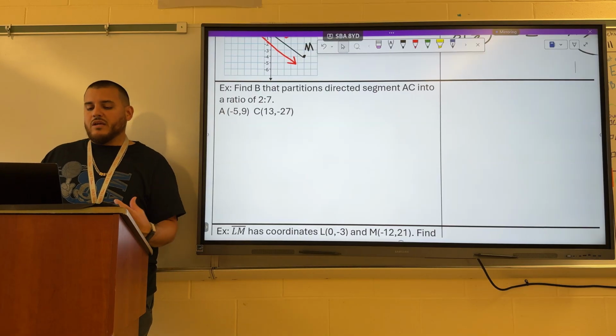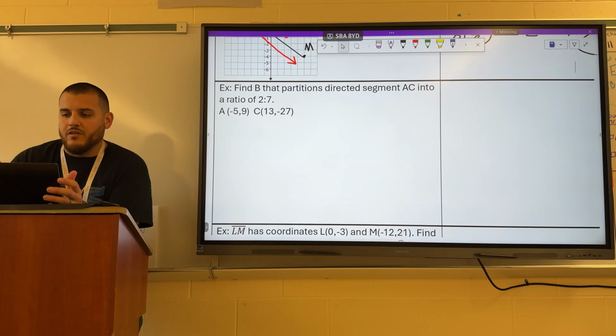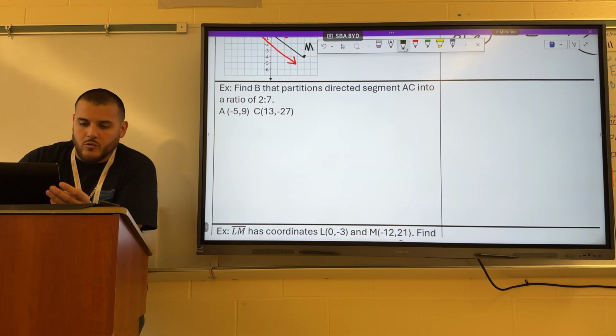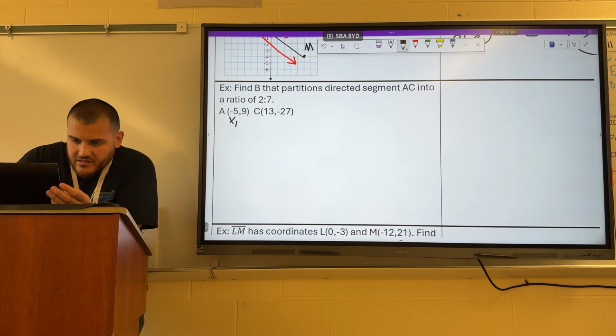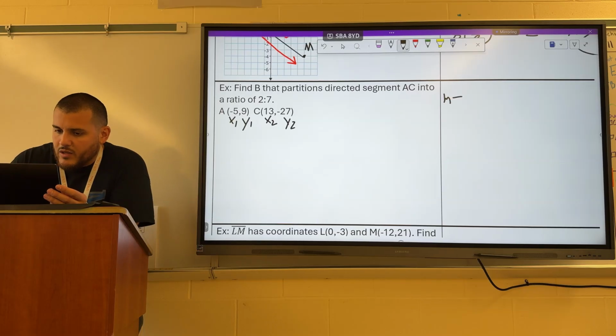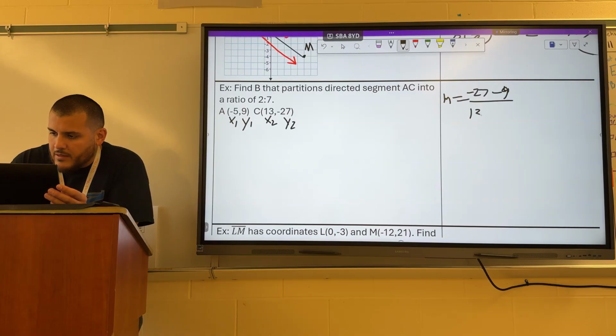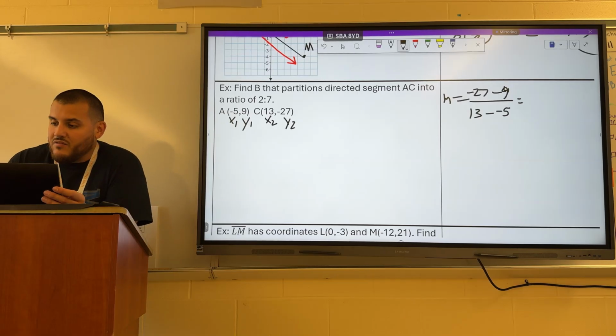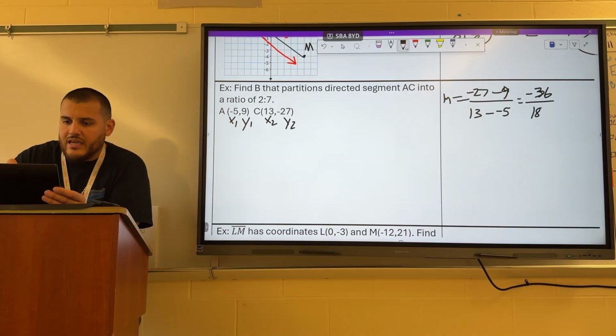I'm gonna work through this a little bit quicker than our previous examples. Now remember, the first thing I'm gonna do is find my slope. My points are listed here in a nice easy place for me to label them, so I'm gonna label where they are. There's x1, y1, x2, y2, and I know my slope's gonna be y2, -27 minus y1, which is 9, over x2, which is 13, minus x1, which is -5. We do -27 minus 9, we're going to get -36. When we do 13 minus -5, we're going to get +18.